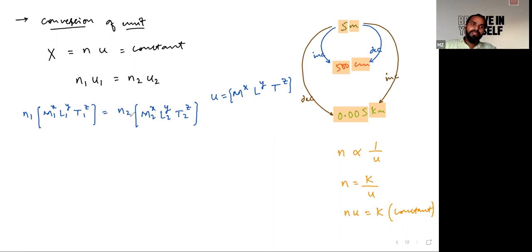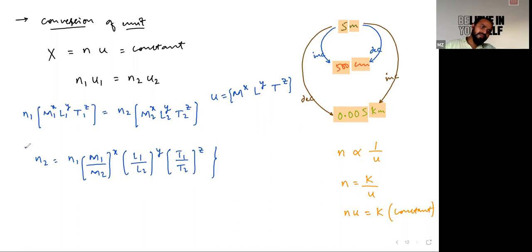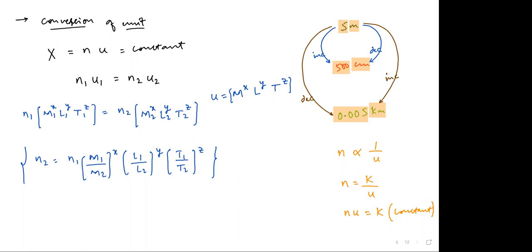Now from this we have to calculate the value of n2. So move this to the other side. We are left with n2 equals n1 into M1 divided by M2 whole to the power x, L1 divided by L2 whole to the power y, and T1 divided by T2 whole to the power z. So this will be your final expression to convert the value from one system of unit into another. Is it clear, Vaishnav? Yes, sir. Ellen, any doubt?